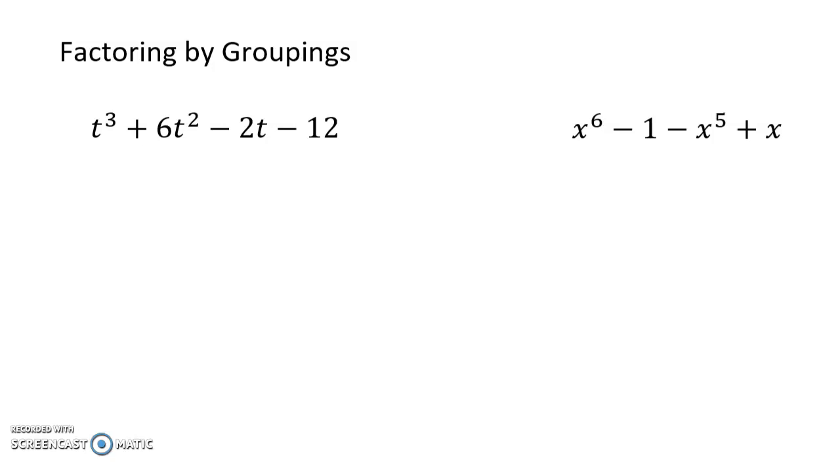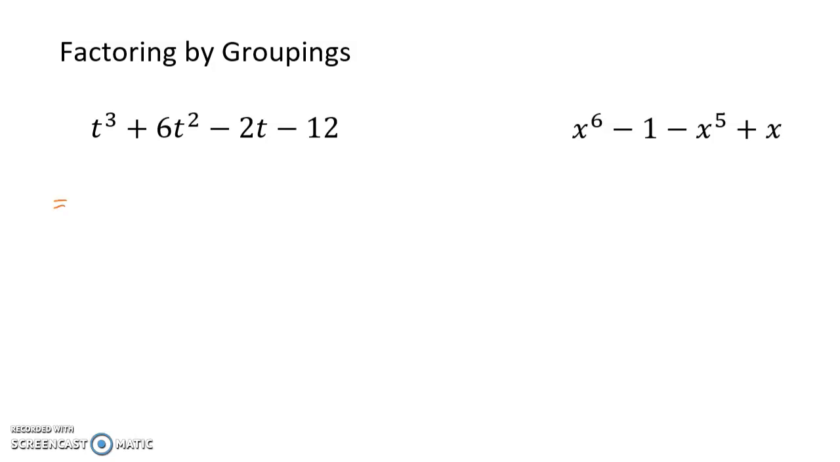In this video, we'll factor these two polynomials by grouping. Let's start from the first one. First of all, always check if there's any GCF, greatest common factor. It seems like there is no GCF. Since we have 4 terms, usually we'll solve a 4-term polynomial by grouping.